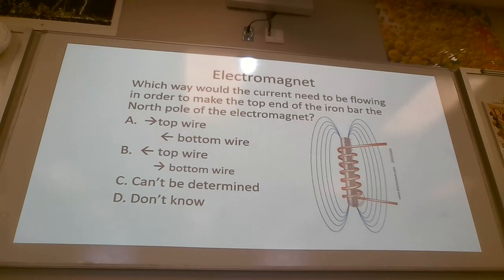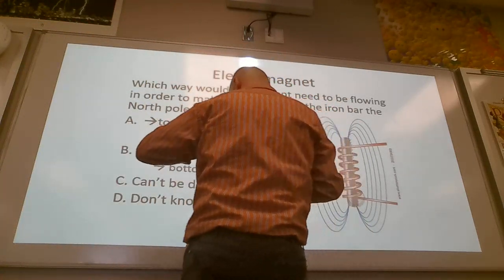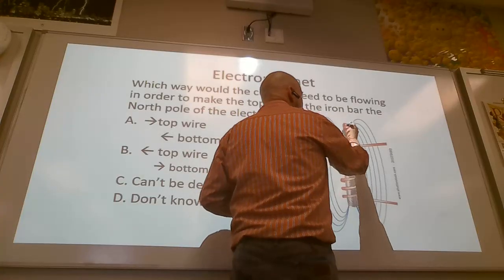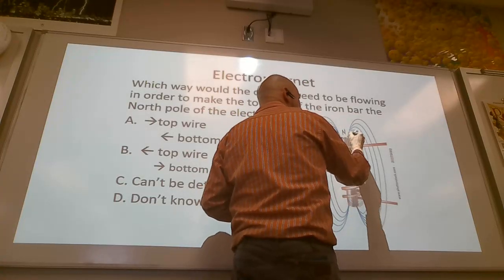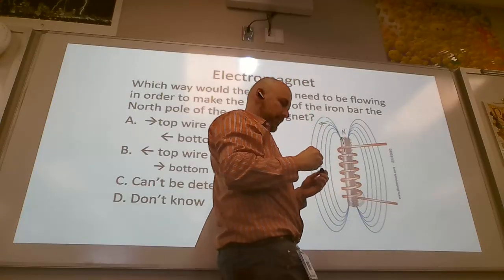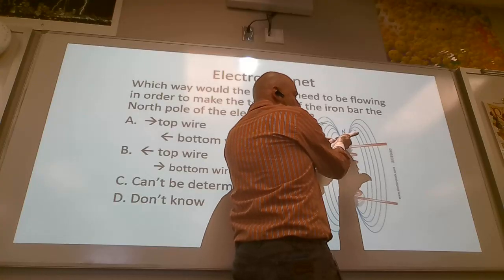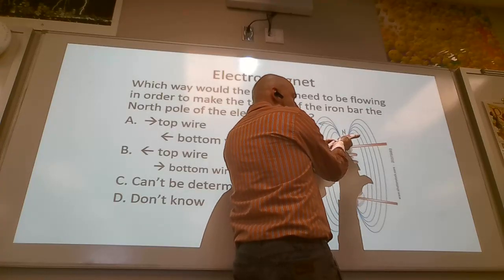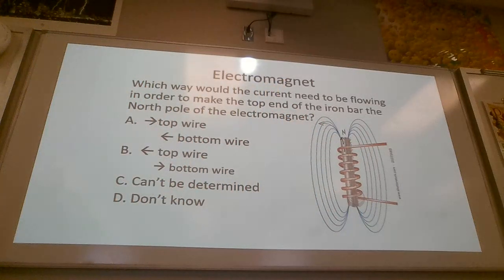Correct answer is A. Okay. Here, I want this to be north. So I want magnetic field lines to go that way. Okay. So my fingers, I want to go up. I'm grabbing this part of the wire. It's closest to me. Current's going that way. Good? Okay.